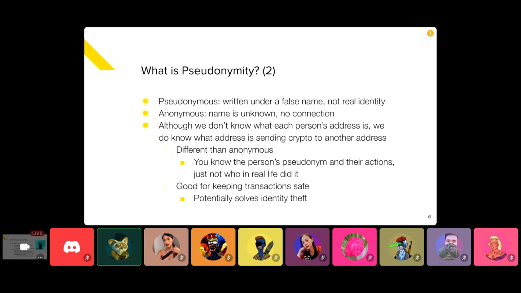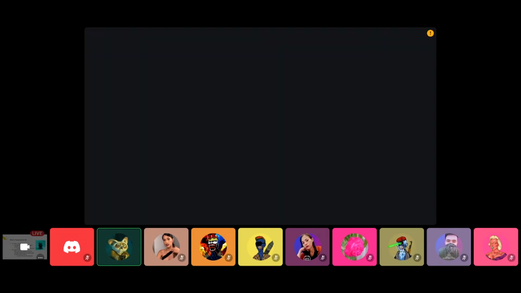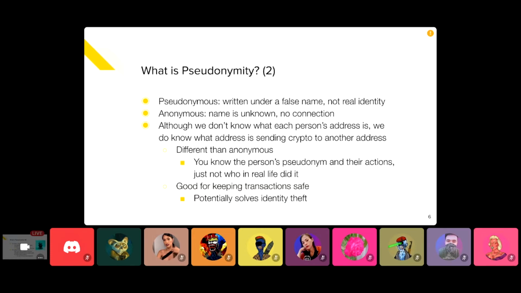So it's really good for keeping transactions safe and also potentially reduces the risk of identity theft, since you can't really fake a person if you don't know who that person is. A lot of these are benefits of cryptocurrencies, and that's why a lot of people enjoy using them for day-to-day transactions without having to go through the hassle and the fear of potentially falling victim to identity theft.